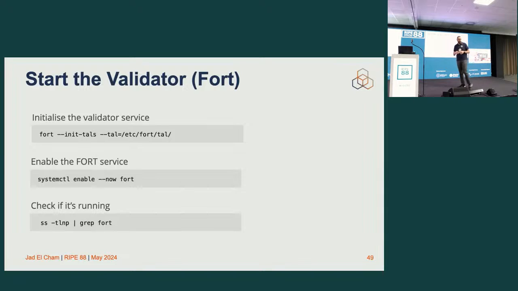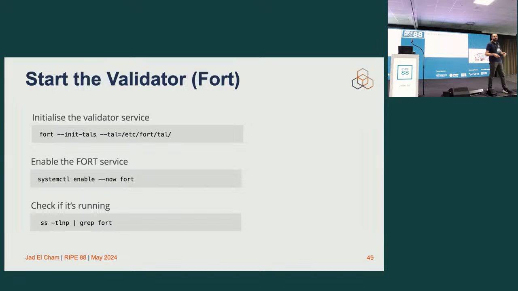Now, in the case of Fort, what you will need to do at the very beginning is to initialize the validator service, and you do that through the command fort --init-tals. Either you can leave it by default like this, or you can specify where your TALs, your trust anchor locators, are. So we do this in our lab, for example. What you see here is because we don't want the lab deployment to connect to the real trust anchor, so we point it towards a test environment to make things faster.